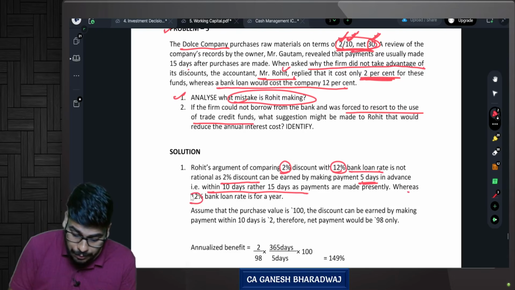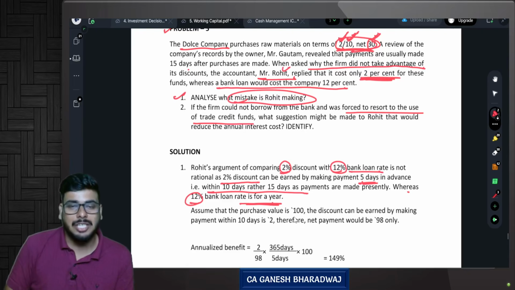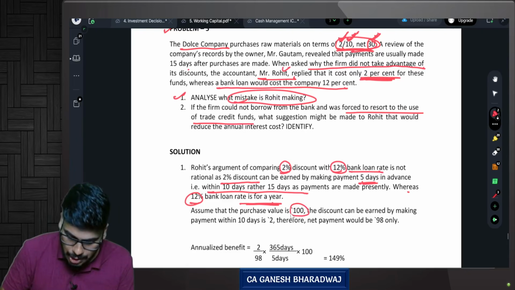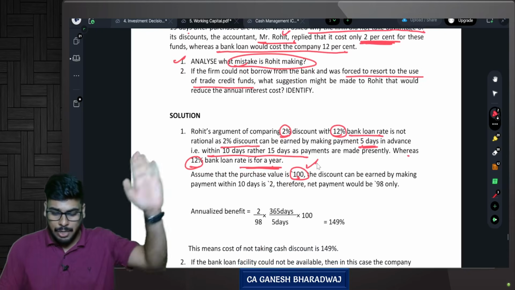Whereas the bank loan of 12% is a cost that is incurred for 1 year. Clear? So assume, let us say, the purchase value is 100 rupees. Guys, this calculation is very important. Let us say the purchase value is 100 rupees.